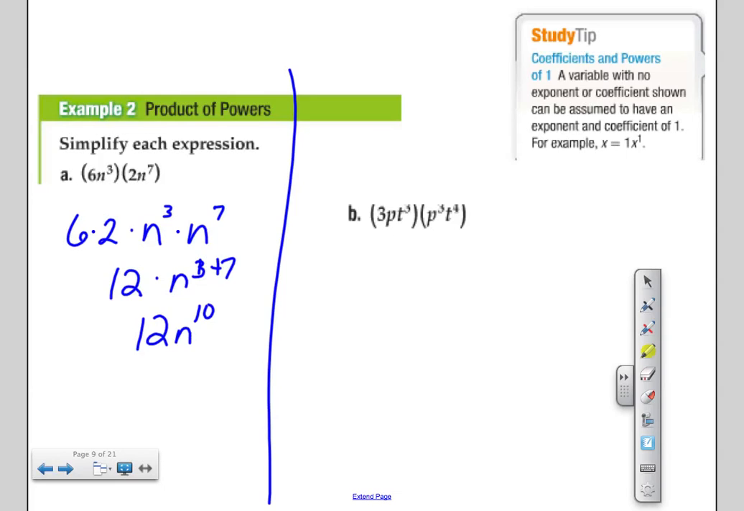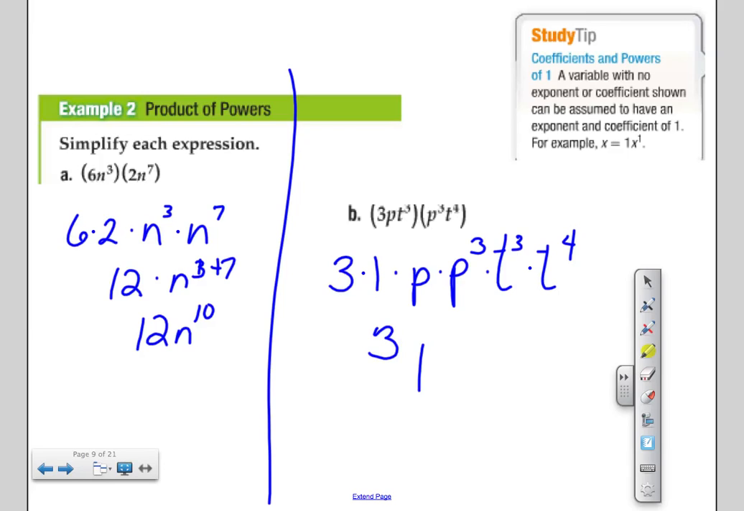Okay, let's look at this next one. B, we have 3pt cubed times p cubed t to the fourth. Okay, let's break it down. We have 3, well, it's really times 1, right? And then we have times p cubed times t to the third times t to the fourth. Okay. Take your time, spread this out. Don't get in a rush. It's a really easy lesson to make careless mistakes on.